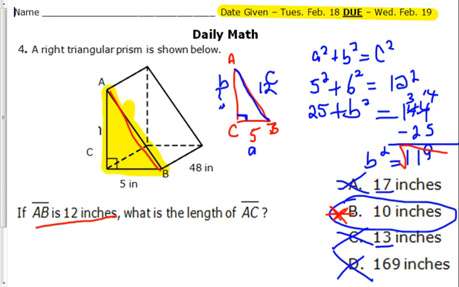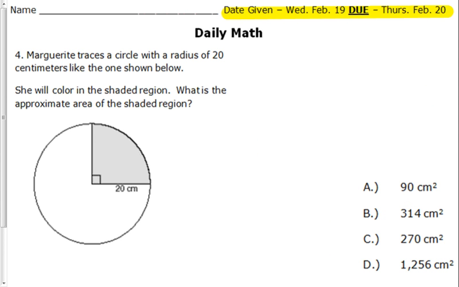Moving on to Wednesday night's homework. Margarita traces a circle with a radius of 20 centimeters like the one shown below. She will color in the shaded region. What's the approximate area of the shaded region?